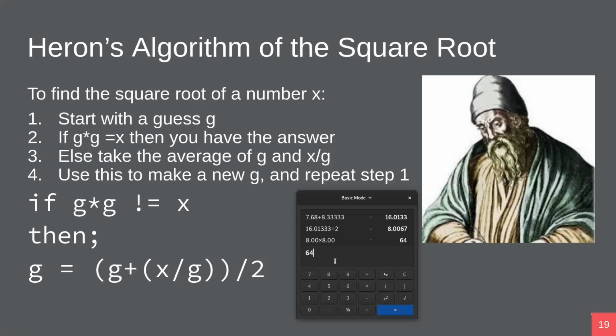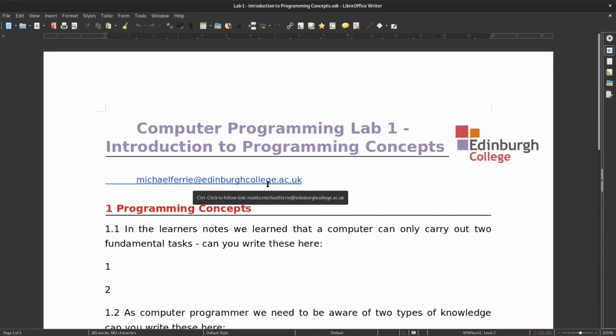Now, a little bit of a simple method when we're working out for 64, but this will work for giant numbers as well. Okay, so that is an algorithm that we've just followed through to work out the square root, Heron's algorithm of the square root. So this is lab 1 for computer programming.